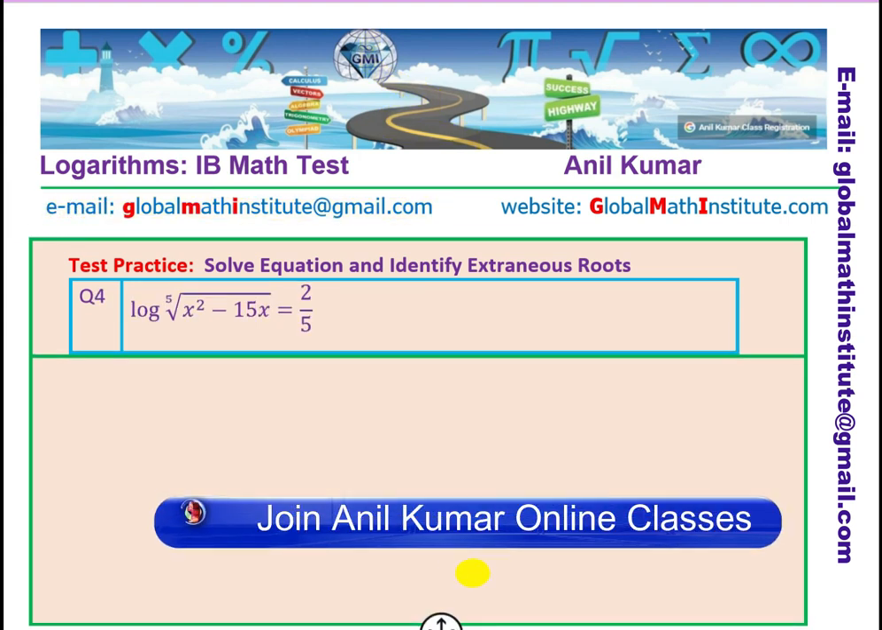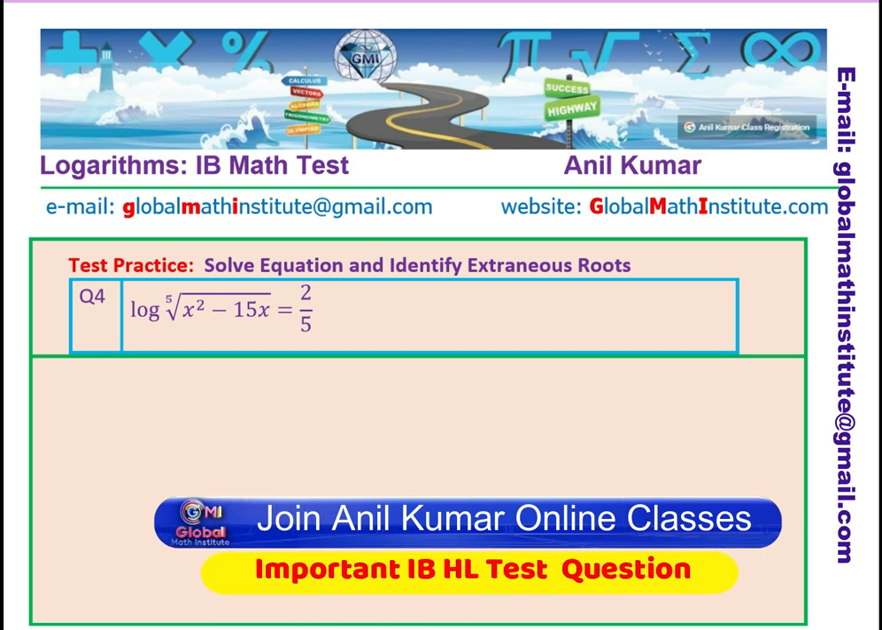Now, here's the last question for you. Knowing all the strategies, this becomes a very critical question. Log fifth root of x squared minus 15x is equal to 2 over 5.